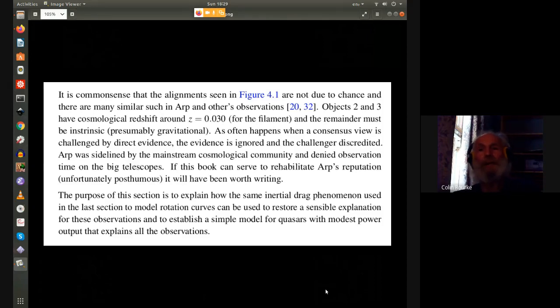Anyway, what I'm going to do now is to use the same inertial drag phenomenon, which was used to model rotation curves, to restore a sensible explanation for these observations and to establish a simple model for quasars with modest power output that explains all the observations.